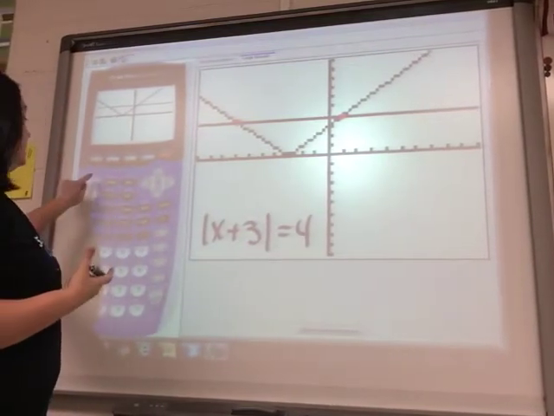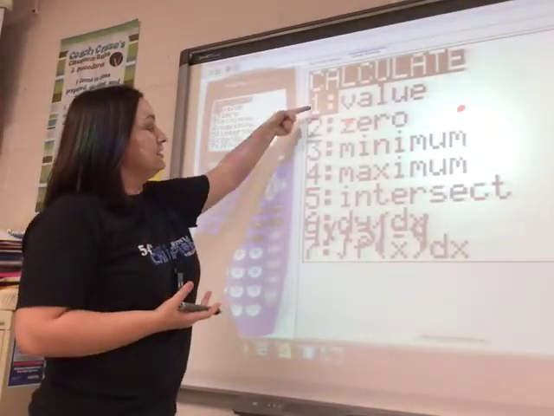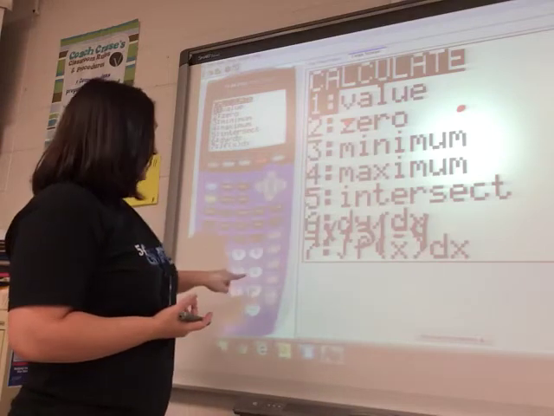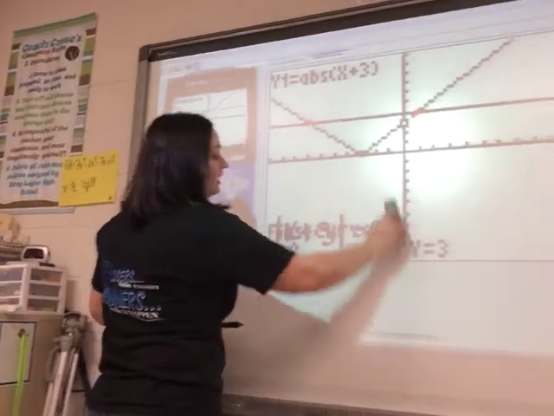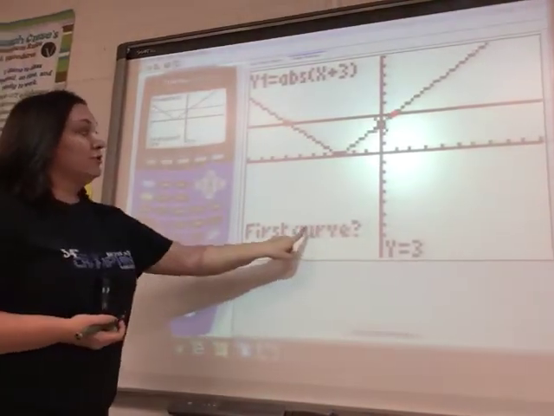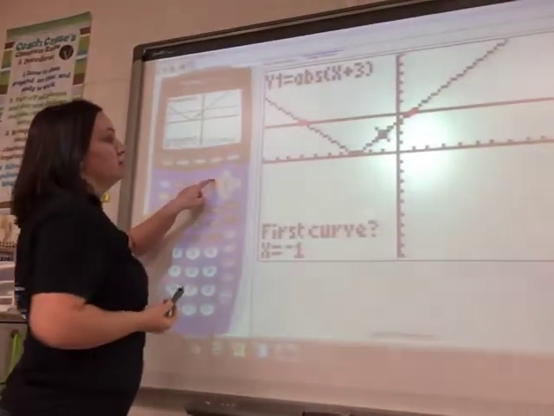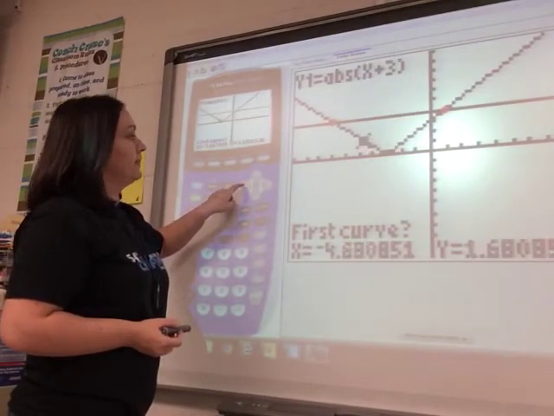So we're simply going to hit second and trace for our calc function. And inside here, in this list of words, we're looking for intersect. So we want to go to 5. That takes us back to our graph. And if you'll notice at the bottom of your screen here, it's asking for first curve. That simply means move your cursor to your first intersection point. It takes a little while, so give me a second.